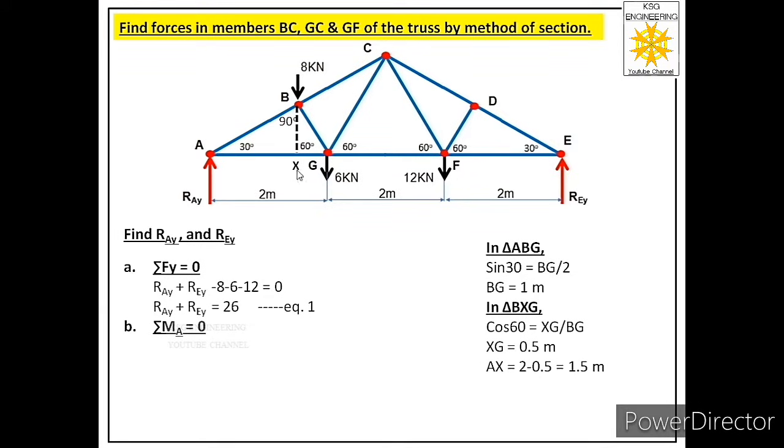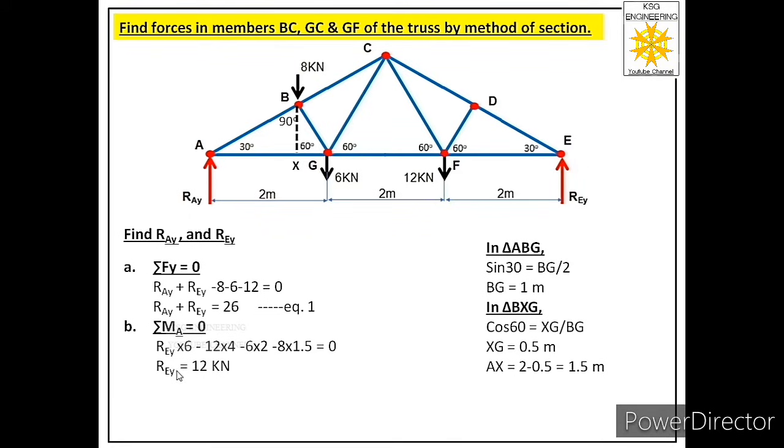So we got AX. So moment because of 8 kilonewton force about joint A will be equal to minus 8 into 1.5. It means this equation will be equal to REY into 6 minus 12 into 4 minus 6 into 2 minus 8 into 1.5 equal to 0. So from here we will get value of REY and we got positive answer. That means the direction labeled in the question is correct. There is no need to reverse that direction.